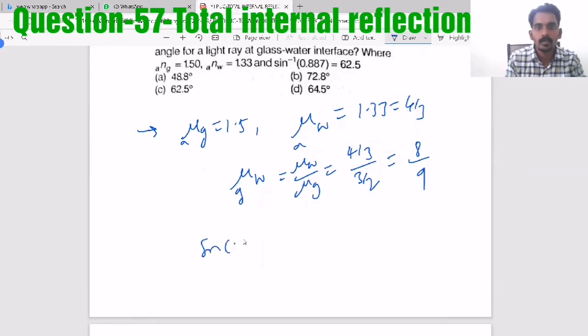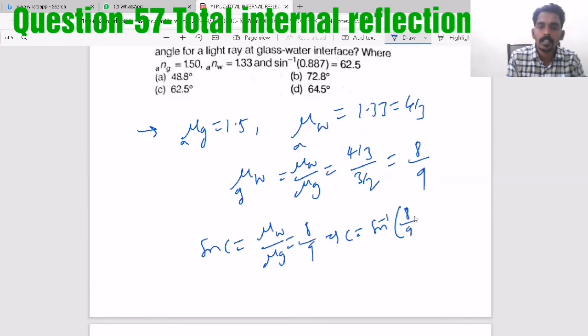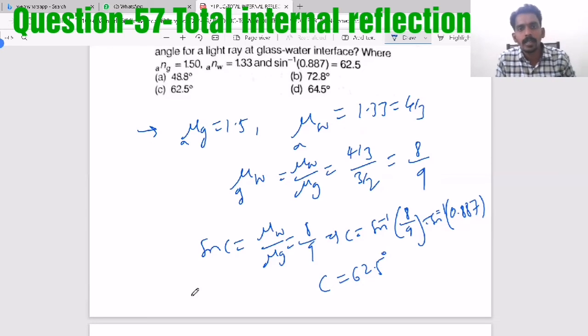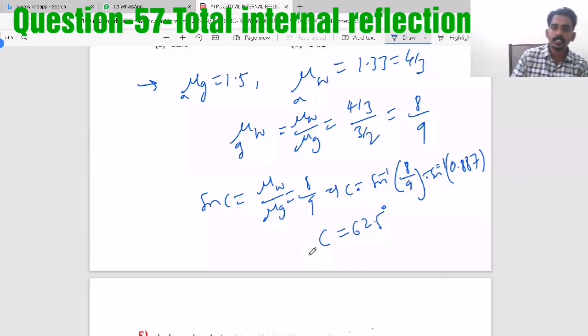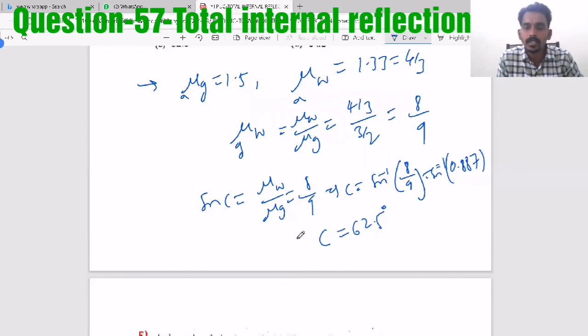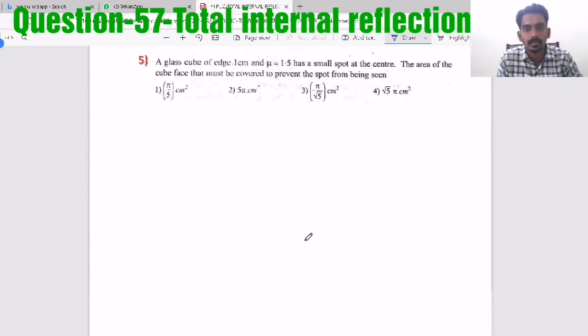Now sin C equal to mu W by mu G equal to 8 by 9 implies C equal to sin inverse 8 by 9, nothing but sin inverse 8 by 9 means 0.887. So according to the value they have given, it is 62.5 degrees. So they have given data because we don't know this value. We know only some particular values only. So in those cases, they will mention the value whatever required, or else you can keep it as it is, like sin inverse 8 by 9, depending upon the options.